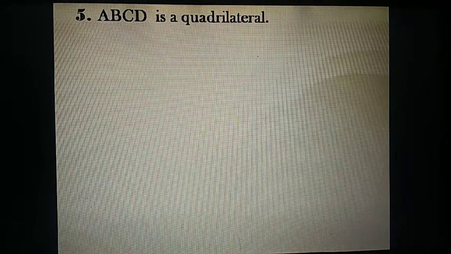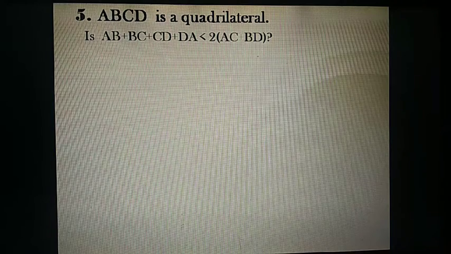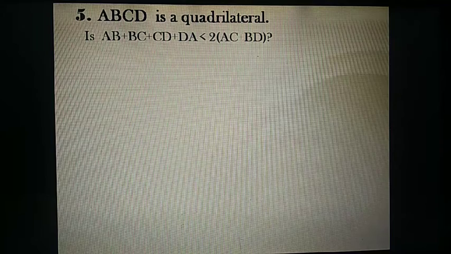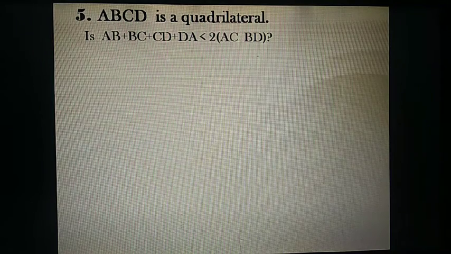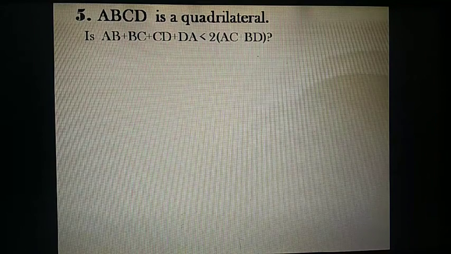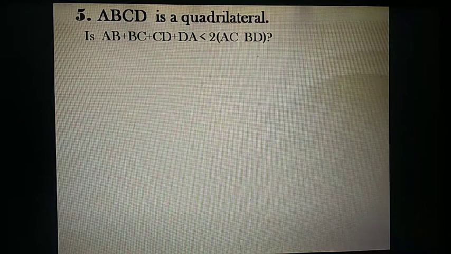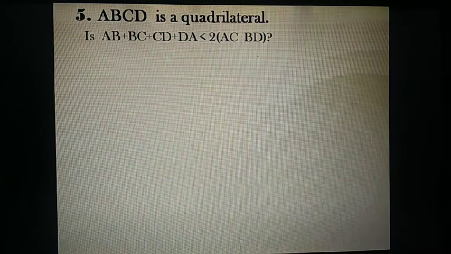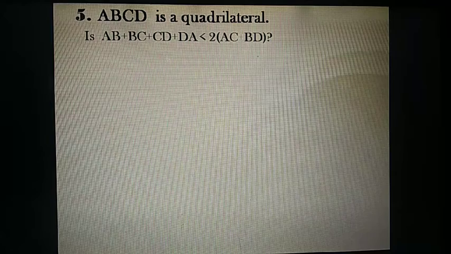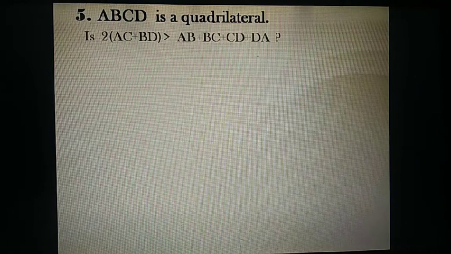Moving to the next question, ABCD is a quadrilateral. Here we are supposed to prove that AB plus BC plus CD plus DA is less than 2 of AC plus BD. Till now we were solving that the sum of the two sides should be greater than that of the third side. See, right now the sign given to you is of the smaller one. To make it easy, we will just interchange the place of left hand side and right hand side so that the sign will also get changed, and instead of the smaller one you will get this one.